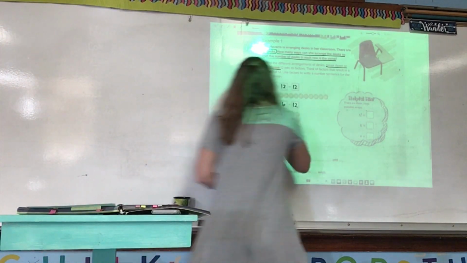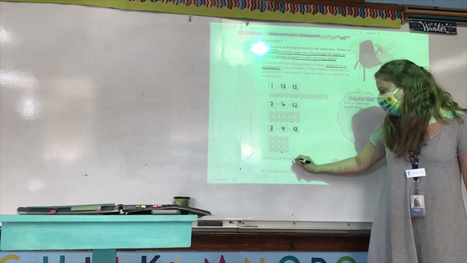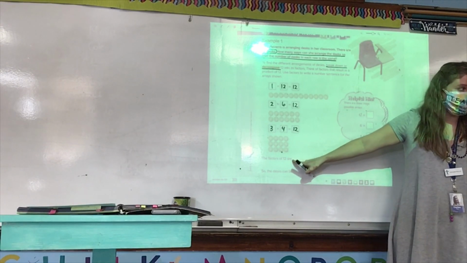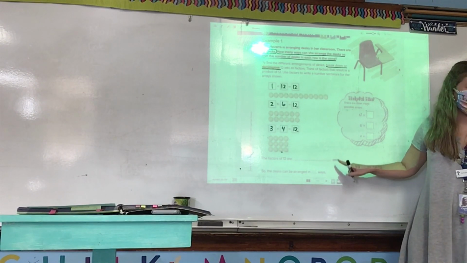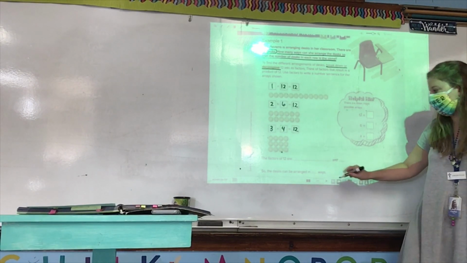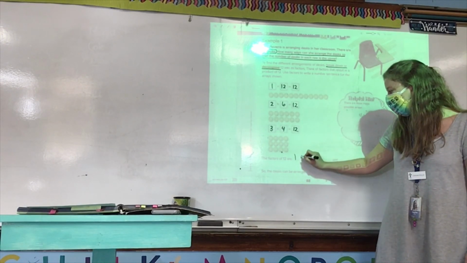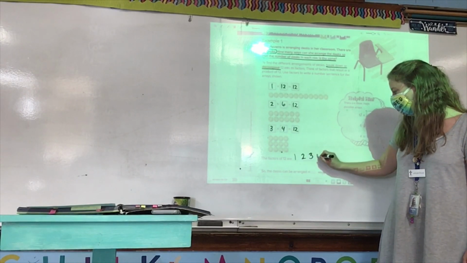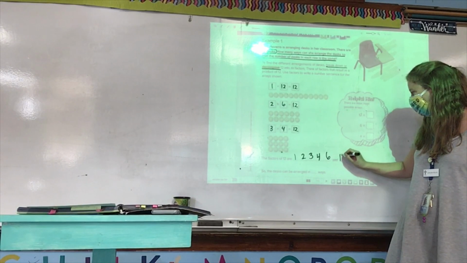So that means the factors of 12, and I'm not going to put 1, 12, 2, 6. I'm going to put least at the beginning, greatest at the end, because that's how you arrange factors when you're writing the answer. So my factors are 1, 2, 3, 4, 6, and 12.